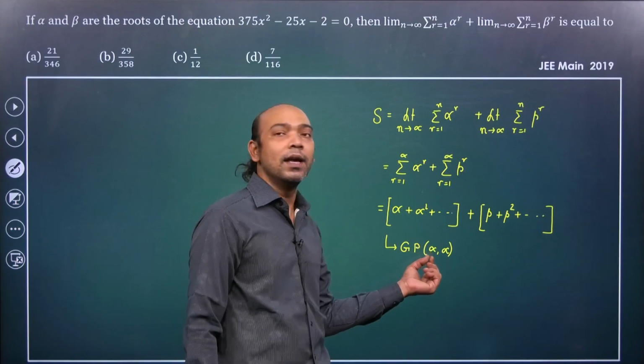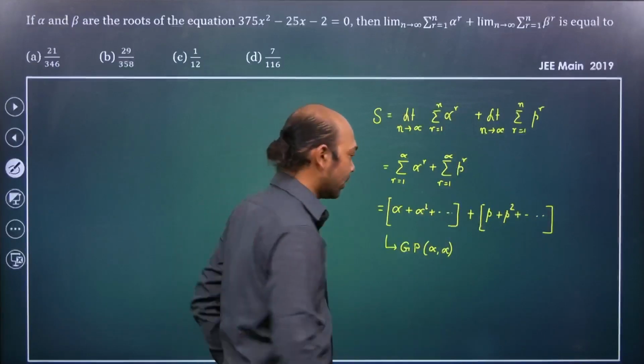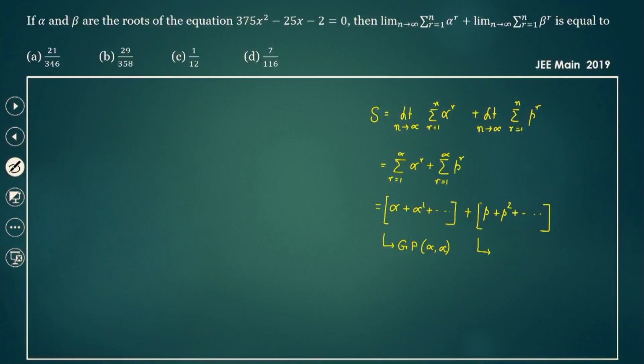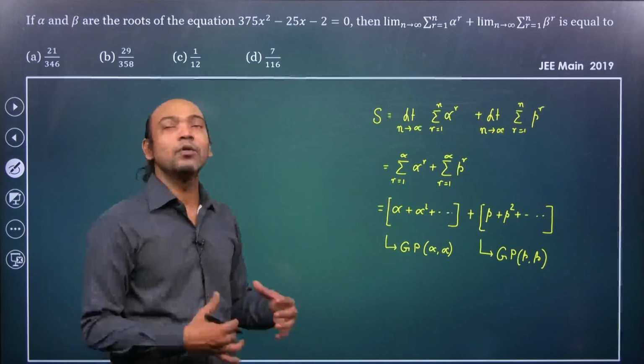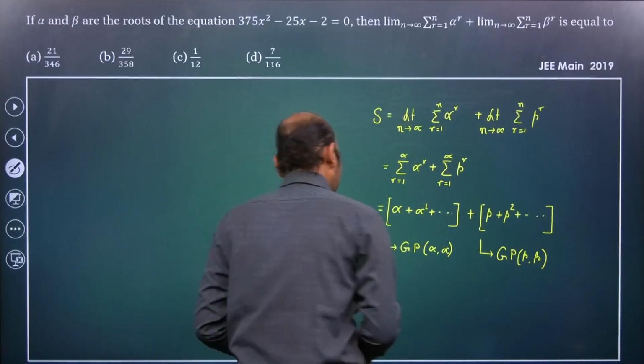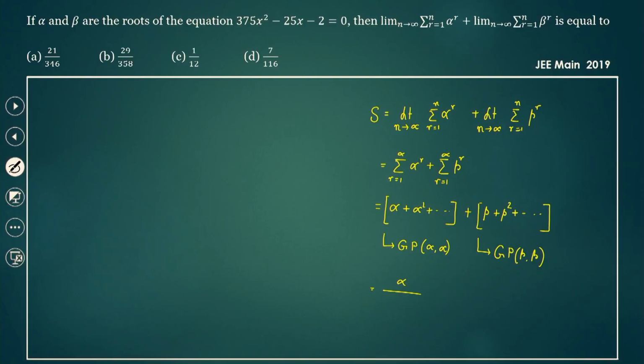Here the first one represents the first term and the second represents the common ratio. For the second one also we can say it's again a GP with first term beta and common ratio beta. Now these two series are infinite GP series, so we know the formula for adding an infinite GP series: a divided by 1 minus r. So we'll get alpha divided by 1 minus alpha plus beta divided by 1 minus beta. Let's add them together now.